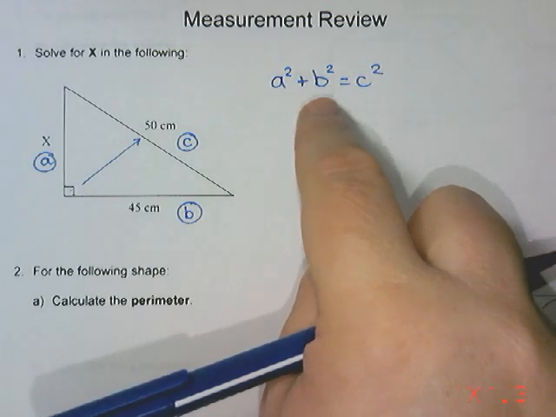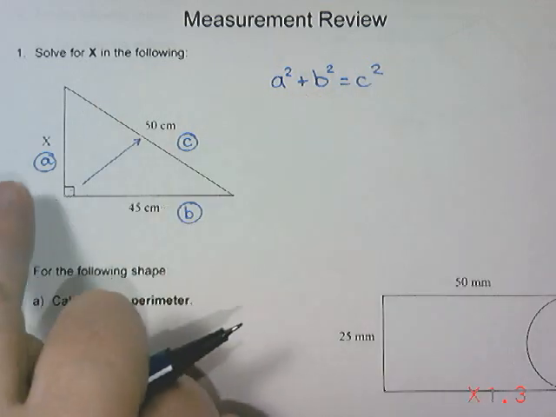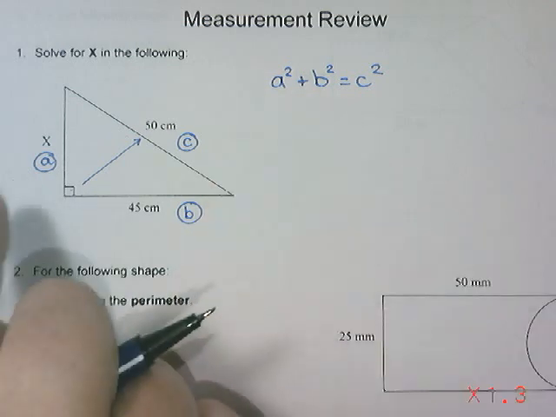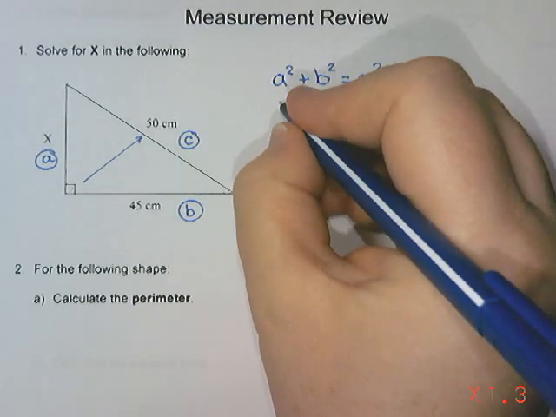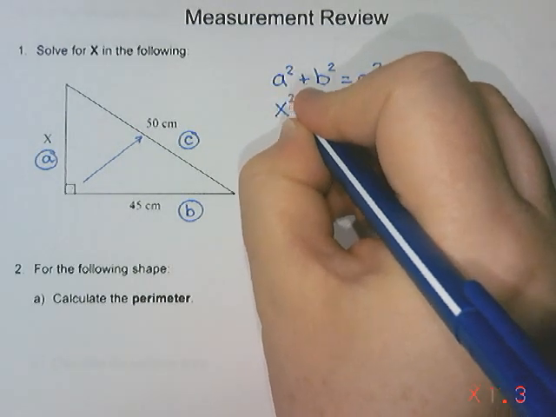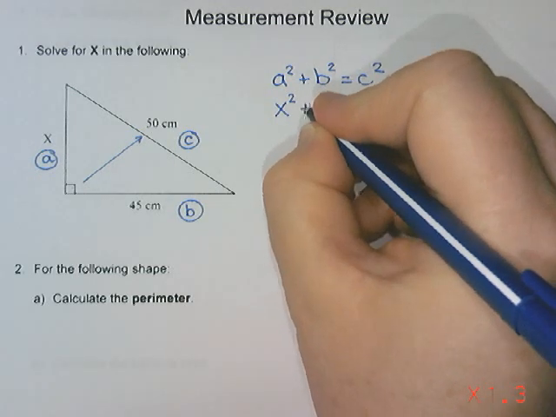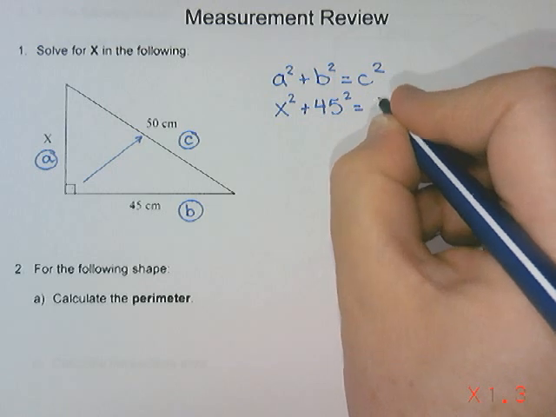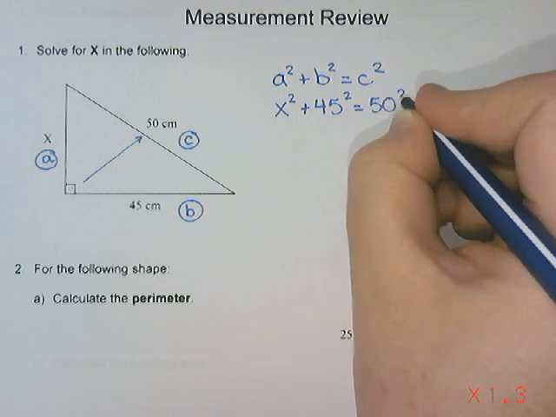Okay, so I have a squared plus b squared equals c squared. I'm going to take the information from my triangle and substitute it into the formula. So a is x, so I have x squared. B is 45, so I have 45 squared. And then c is 50, so I have 50 squared.